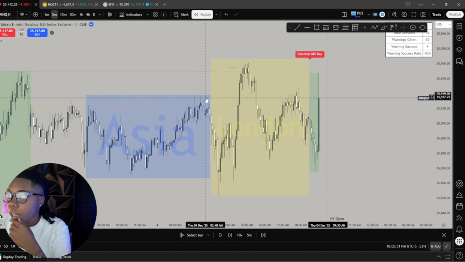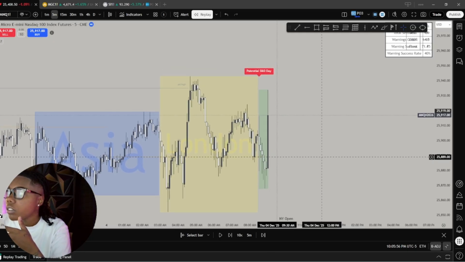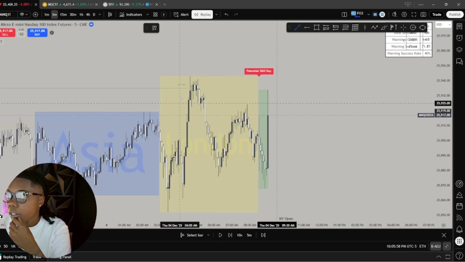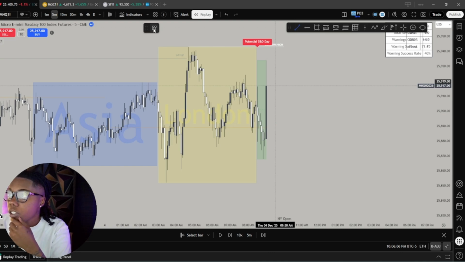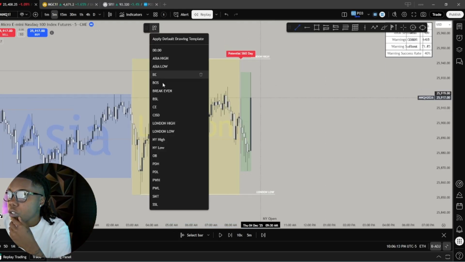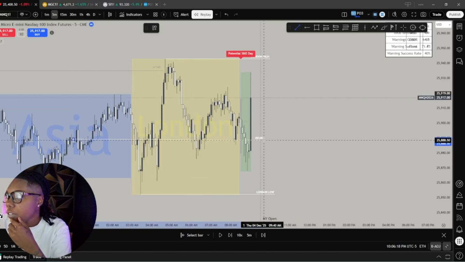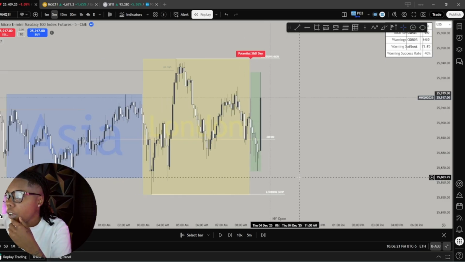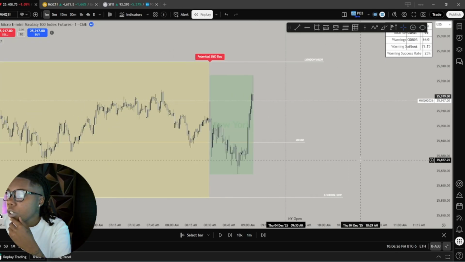London already has swept Asia's high, so the only thing that we really do have left is we can mark out London's high here. Well, I'm sorry, that was London low. We can mark out London's high here. Okay, and then we have London's low. Also, we can pay attention to midnight here. Not a significant one that we really have to pay attention to, but still, let's just see how we react to it.